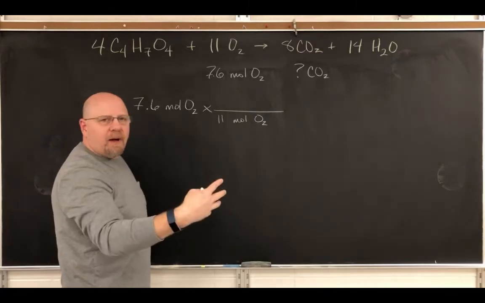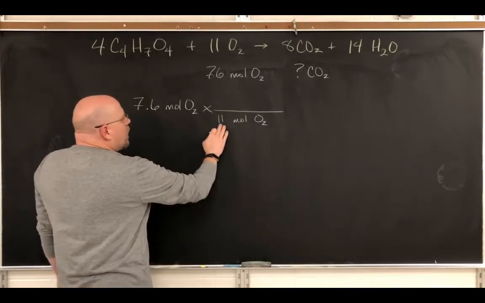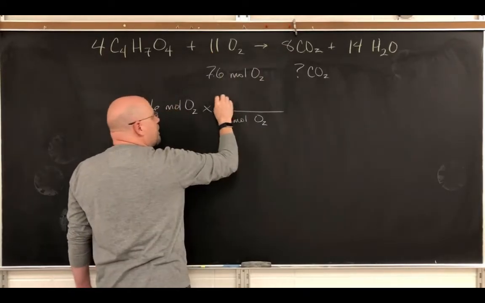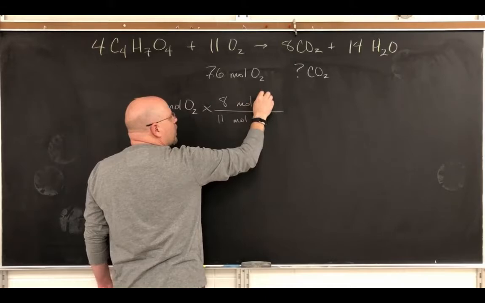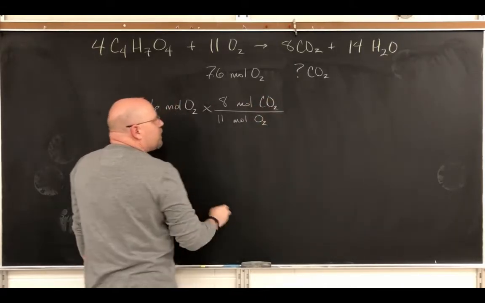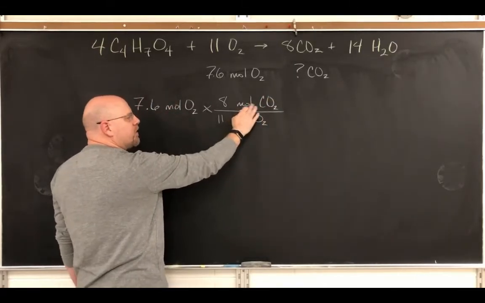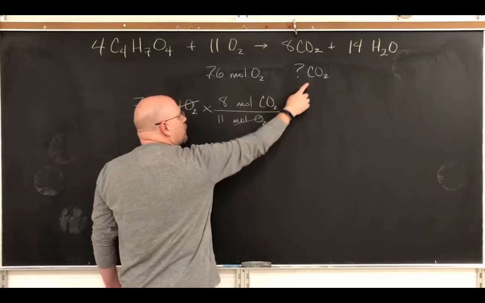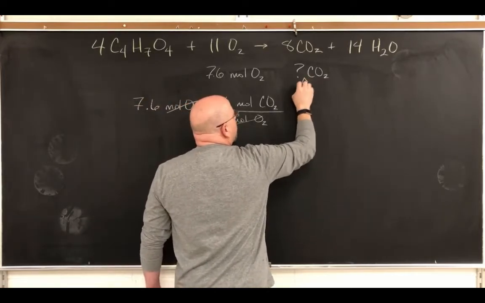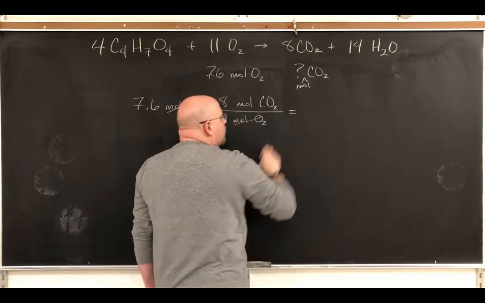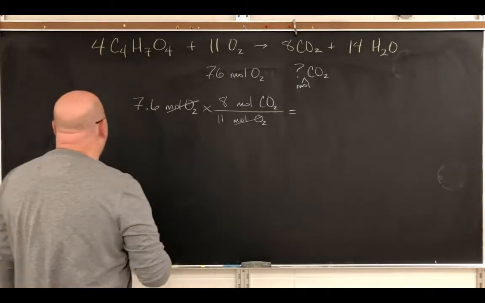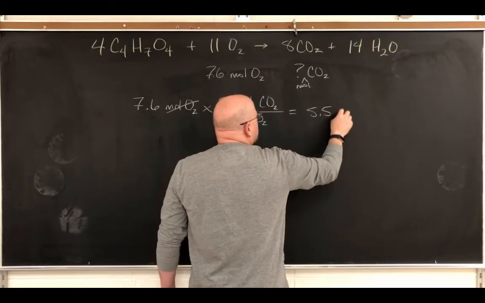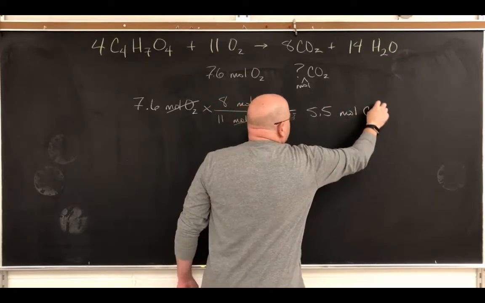Remember, that's the whole idea behind our conversions. Based on our equation, 11 moles of O2 is equivalent to 8 moles of CO2. So that's going to go on top. The question is asking for moles of CO2. So if I were to cancel out the units, I'm left with the unit that we are looking for. I forgot to put moles. And we're done. All we need to do is calculate this out. And the answer for that is going to be 5.5 moles of CO2.